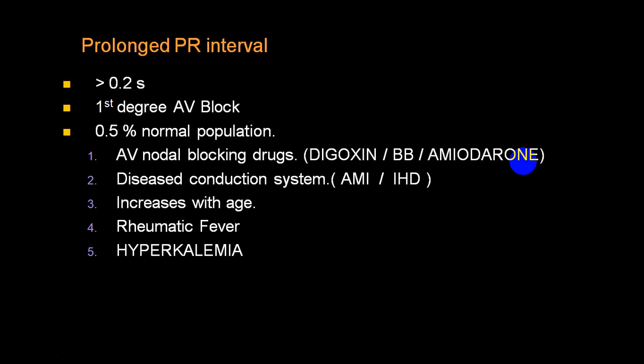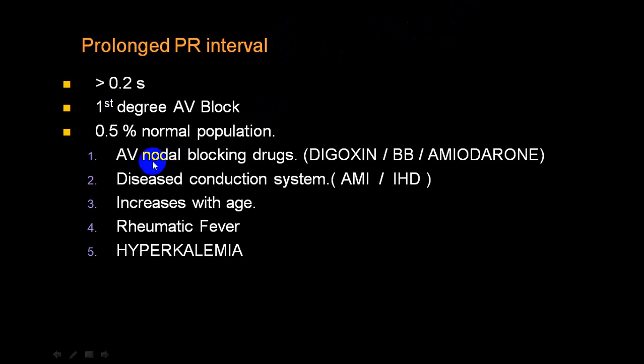Now we come to prolonged PR interval. Prolonged PR interval is a classical example of first degree AV block, where a P wave is preceding all QRS complexes. P wave is upright, QRS complex is narrow, T wave is upright. Each P wave is followed by a QRS complex, or we say that each QRS complex is preceded by a P wave. But if you look, the PR interval is more than 0.2 second, and all PR intervals are equal. This is classical first degree AV block, which you might see in 0.5% of a normal population. We call it idiopathic, a very rare condition.